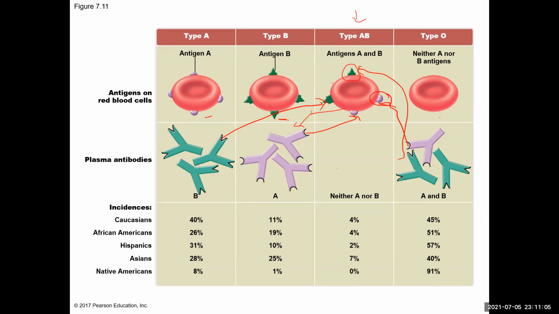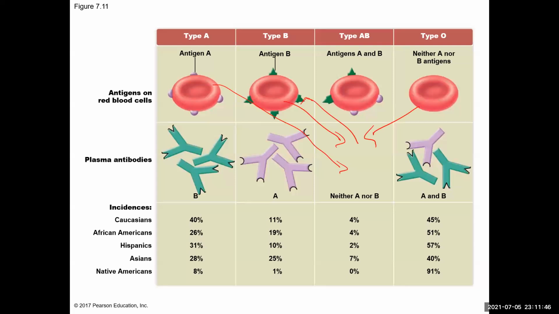Okay? So AB blood types can only donate to AB, right? Because AB has no antibodies, so it can receive AB. But it also can receive B. Let me erase this. Right? So AB can receive B because it has no antibodies to bind there. AB can receive A because it has no antibodies to bind. And AB can receive O because it does not have any antigens to bind to as well. Right?